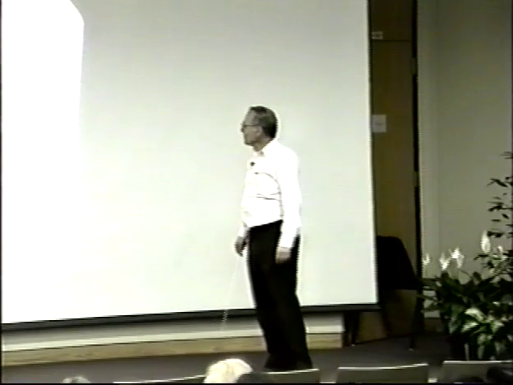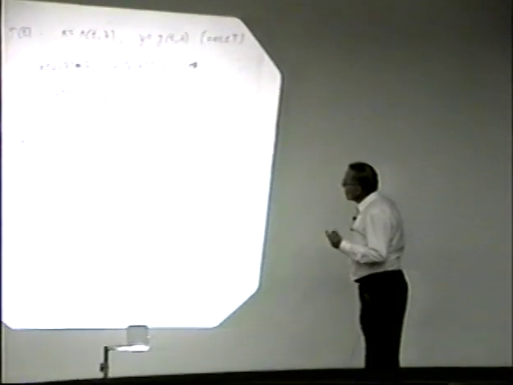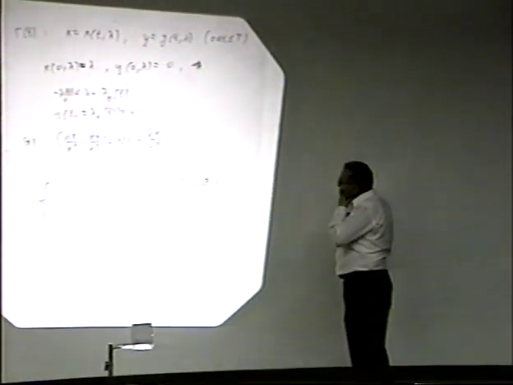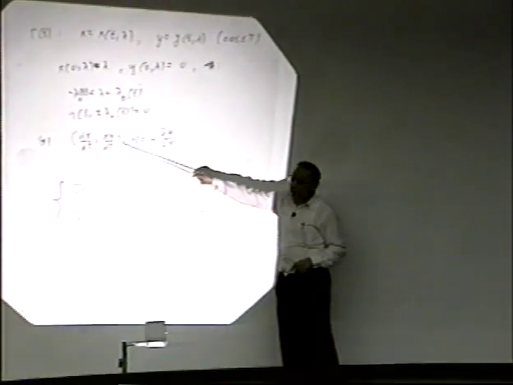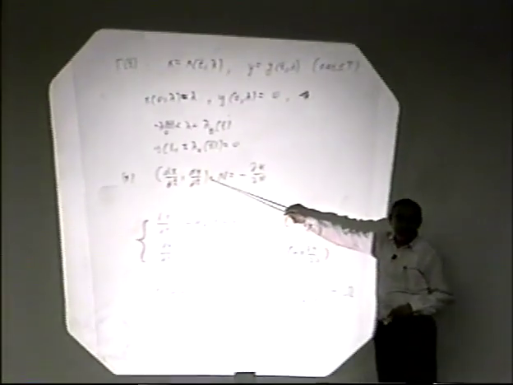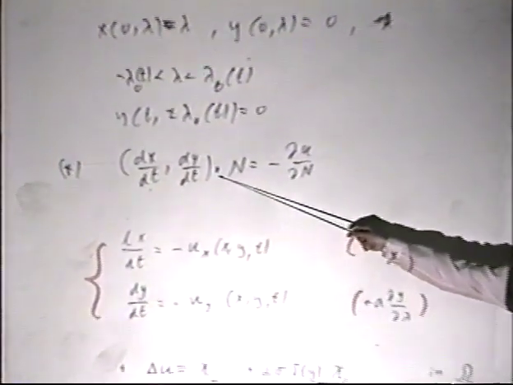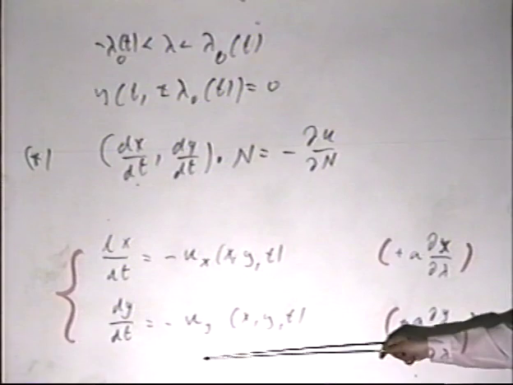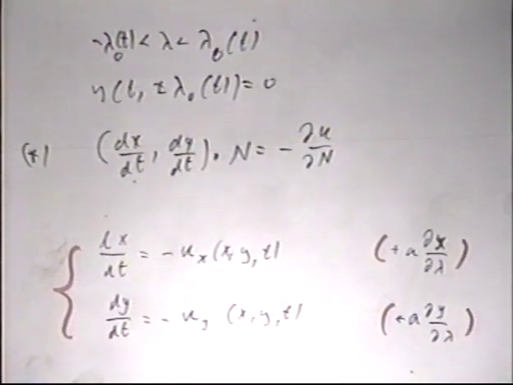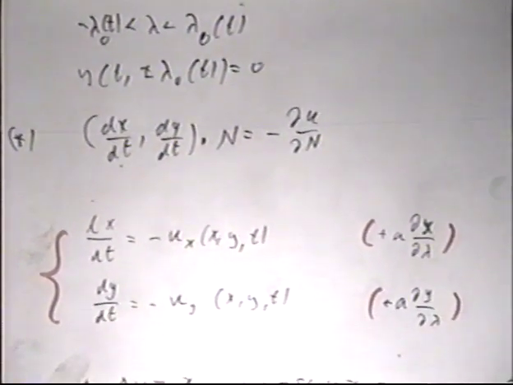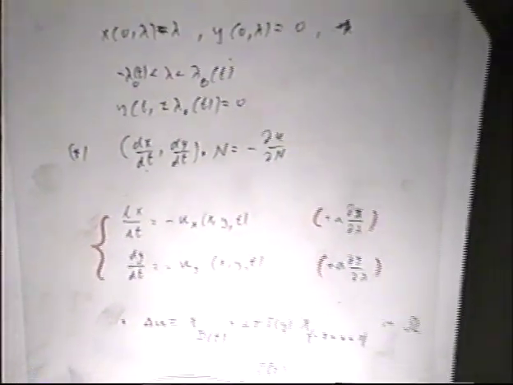Okay? What does it imply for dx/dt and dy/dt? Now, it's a little bit strange because this is one scalar equation, right? Just one equation. And if you write what it means, you get two equations. So how come? One equation becomes two equations.